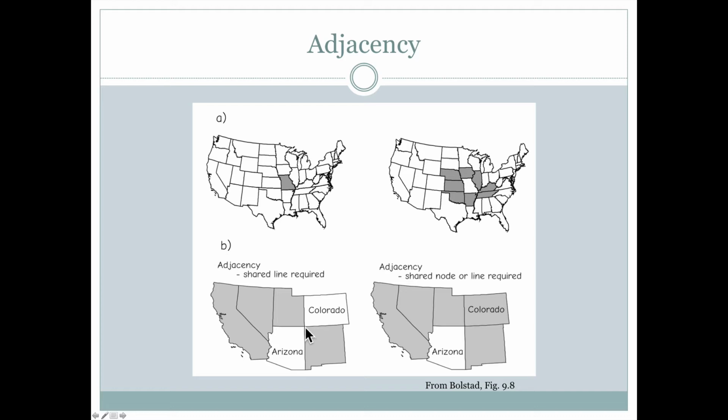If it's not okay for them to be adjacent at just one point, if they need to be adjacent along a line that they share, then this would be the selection that we would get for Arizona. But if we selected all states that were adjacent to Arizona, including ones that only touched at one point, also called a node, then we would select Colorado as well.